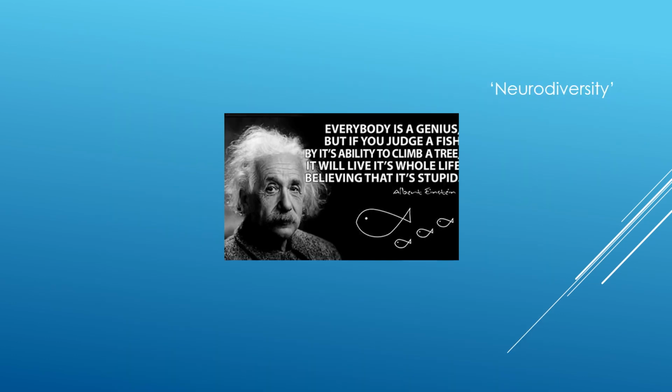With this in mind, we think about the term neurodiversity, and we think about the context of the learner themselves. What context are they in and what are we expecting them to do, and are we disabling that individual with these underlying individual differences? This quote from Einstein springs to mind: "Everyone is a genius, but if you judge a fish by its ability to climb a tree, it will live its whole life believing that it's stupid."